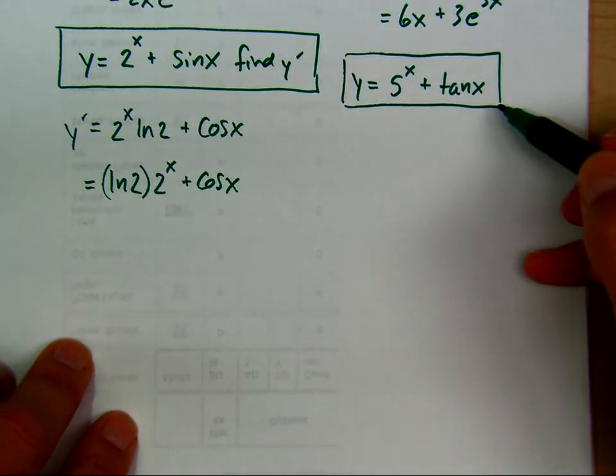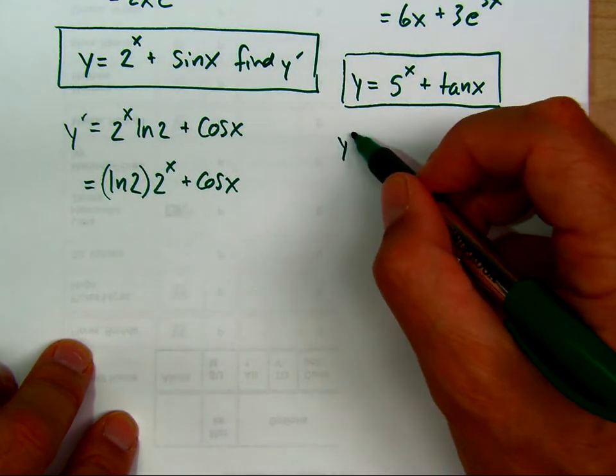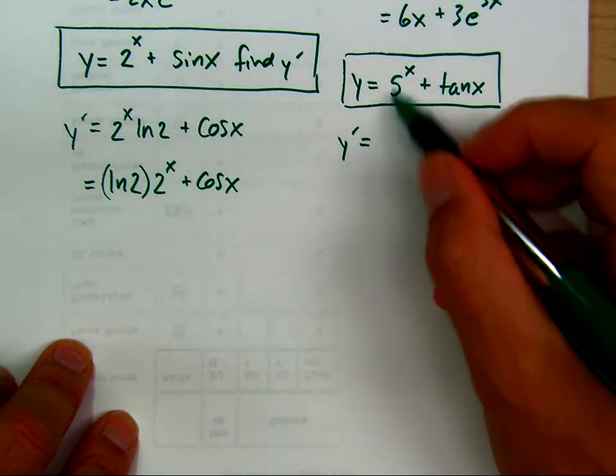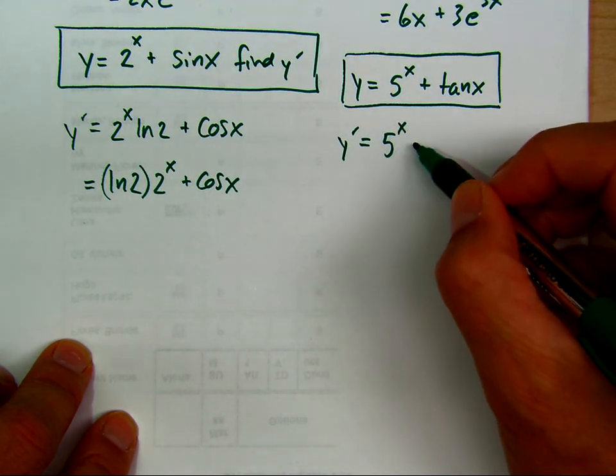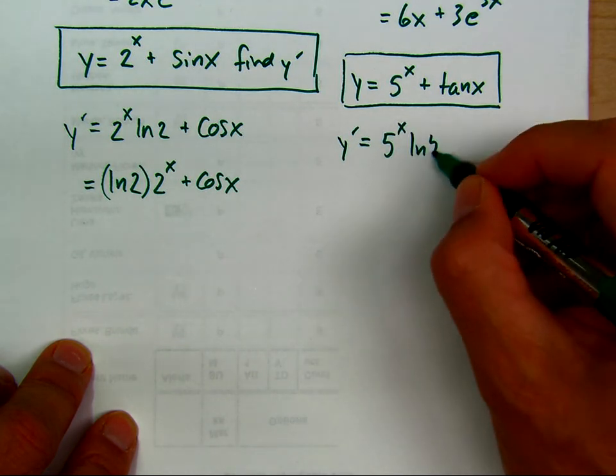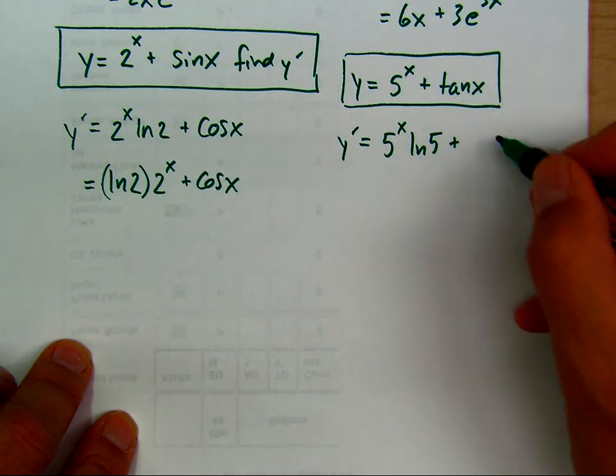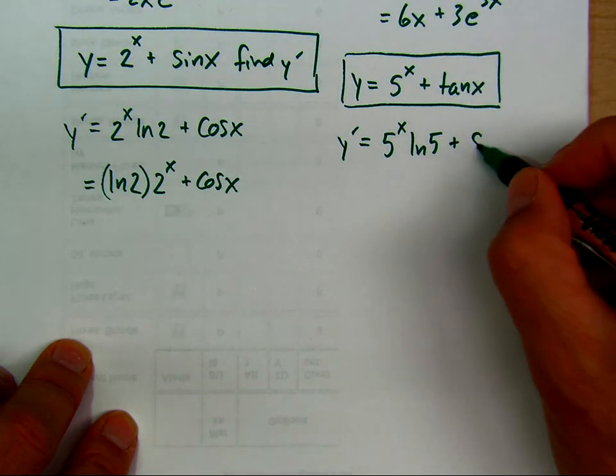Alright, and find the derivative of this, pause the video. So we have an exponential, copy. Don't have to worry about the chain rule. And then ln of the base.